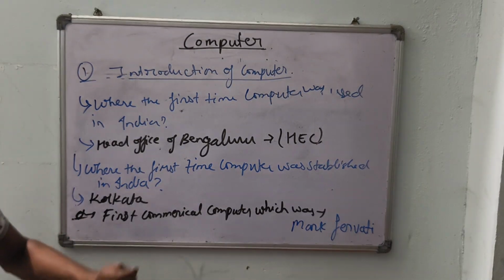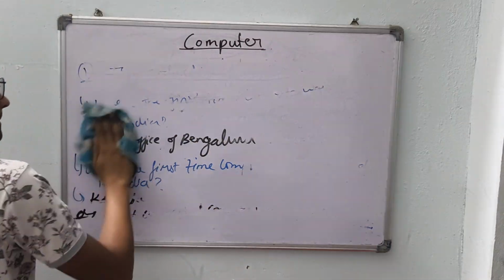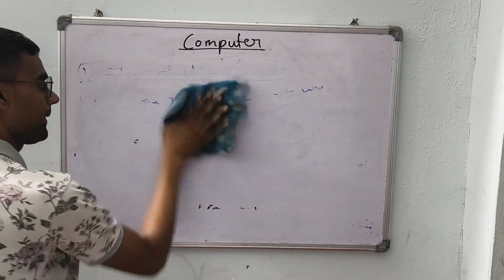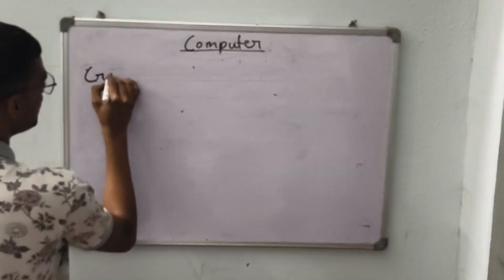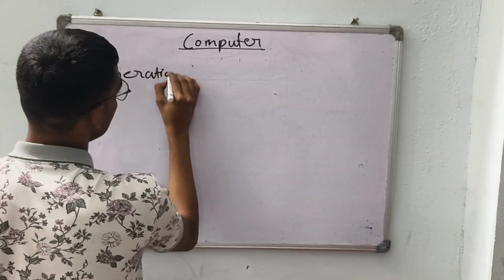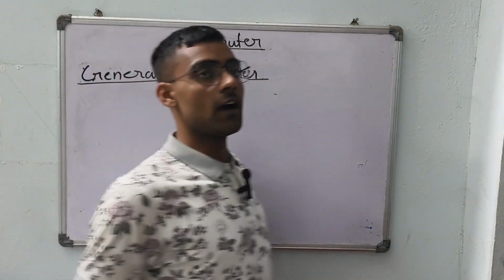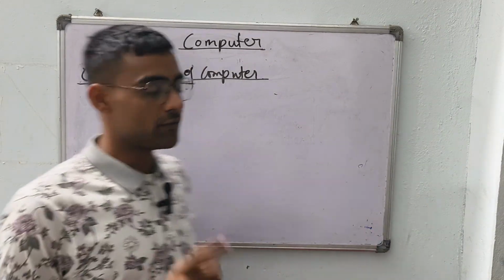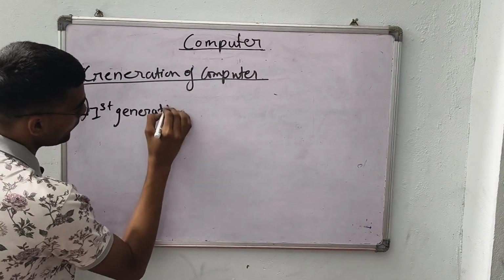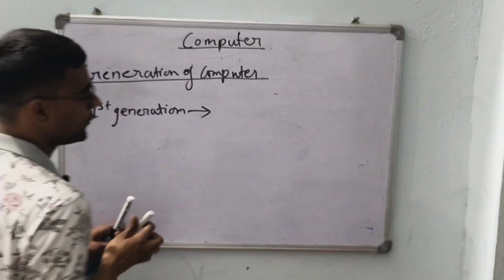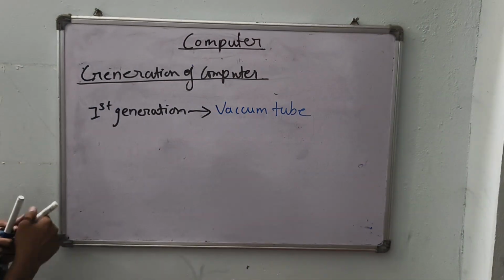Now we are going to discuss the generations of a computer. Up to now there are a total of 5 generations of a computer. The first generation uses the vacuum tube.